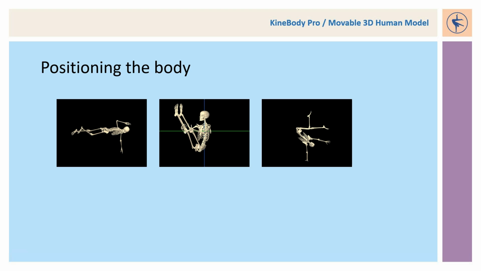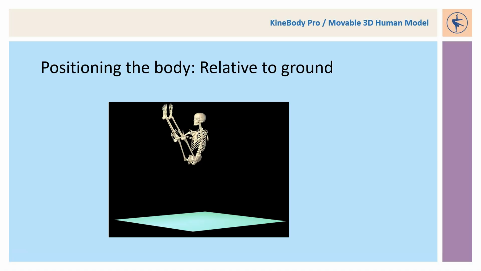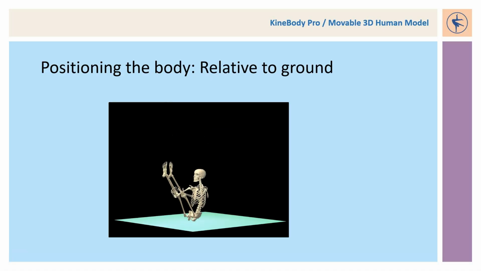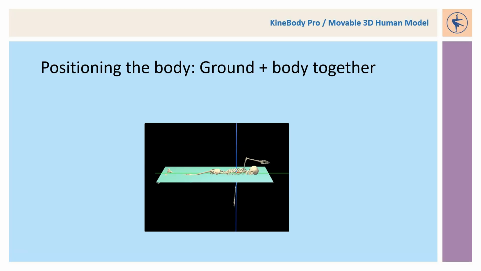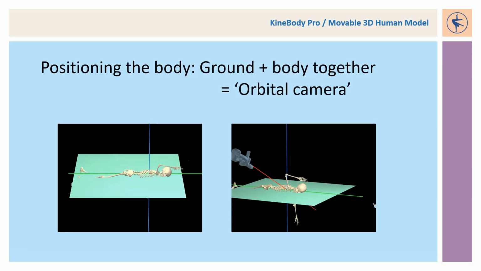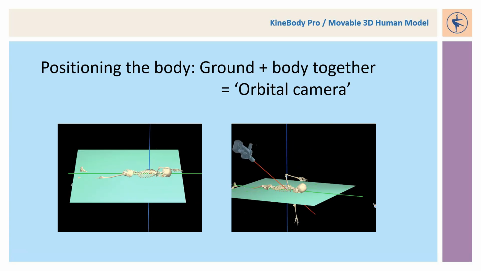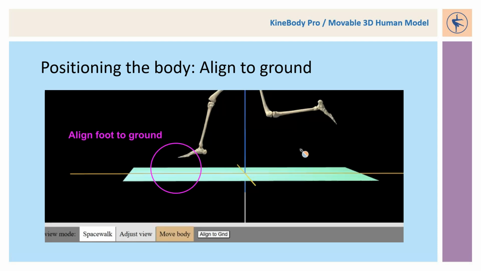In KineBody Pro, poses are defined not only by joint positions, but also by body positions. And to help define the body positions, you can display a ground plane and interact with it several ways. You can move the body relative to the ground, or move the ground and body together, which is equivalent to moving an orbital camera around the body. And with special alignment tools, you can quickly align a selected body part to the ground at the touch of a button.